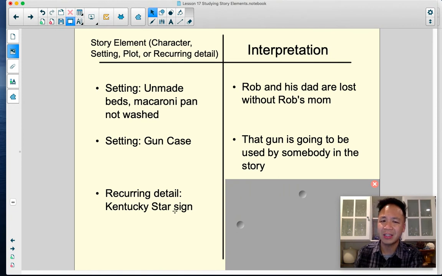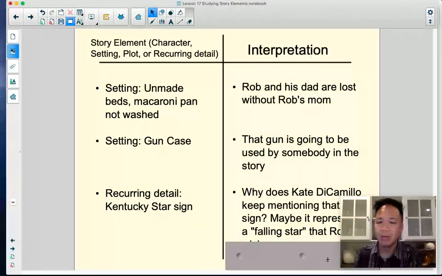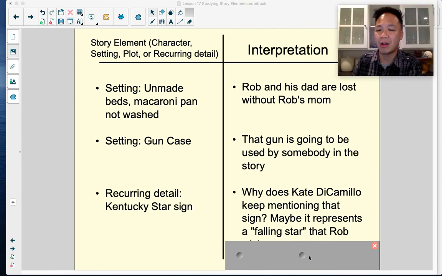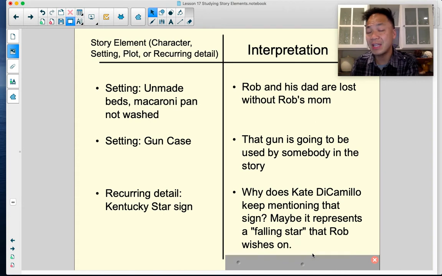And then that Kentucky star sign, she always talks about the Kentucky star sign. From the very, very first chapter, she does it all the time. And why does she do that? Well, maybe because it represents a falling star that Rob wishes on. He kind of looks at it and he wishes for a friend. And so it kind of reminds him of Kentucky. So again, this notion of wishes that he hopes will come true at one point.